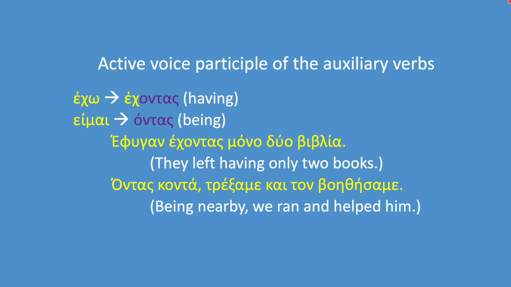Here is the active voice participle of the auxiliary verbs έχω and είμαι. The participle for έχω is έχοντας and the participle for είμαι is όντας. They follow the same rule, but just remember that because είμαι is an irregular verb, όντας is spelled with omicron even though the accent is on the o. Έφυγα έχοντας μόνο 2 βιβλία. Όντας κοντά, τρέξαμε και τον βοηθήσαμε.